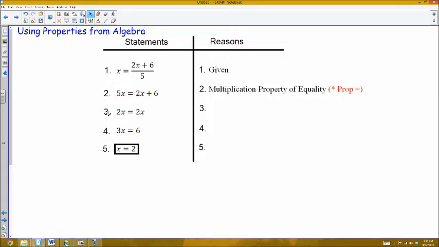Step 3 is less obvious. I'm looking at step 3 and looking at steps 1 and 2, and I don't really see where it's coming from. It wasn't a piece of given information, so it couldn't have come from there, but remember that if you have an equation which is mirroring itself on either side of the equation, that's the reflexive property of equality, which you can abbreviate reflex prop.